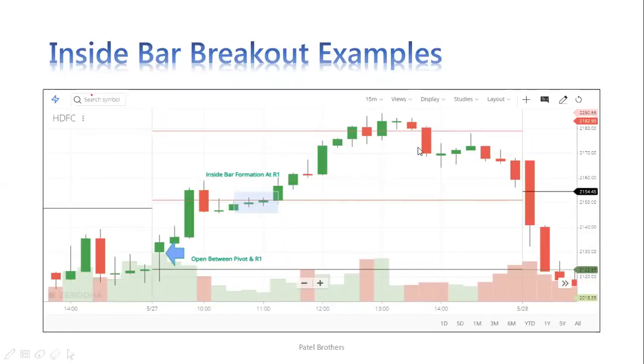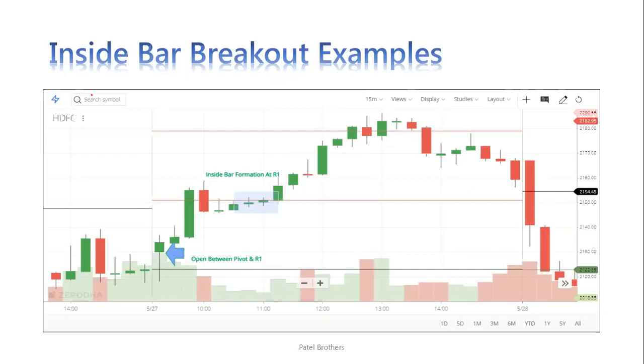Suppose this is also an inside bar. We will not trade this because it has not touched anywhere. It has given a buy side and also taken a sell side. So we don't trade in between. We want the inside bar at the preferred locations.